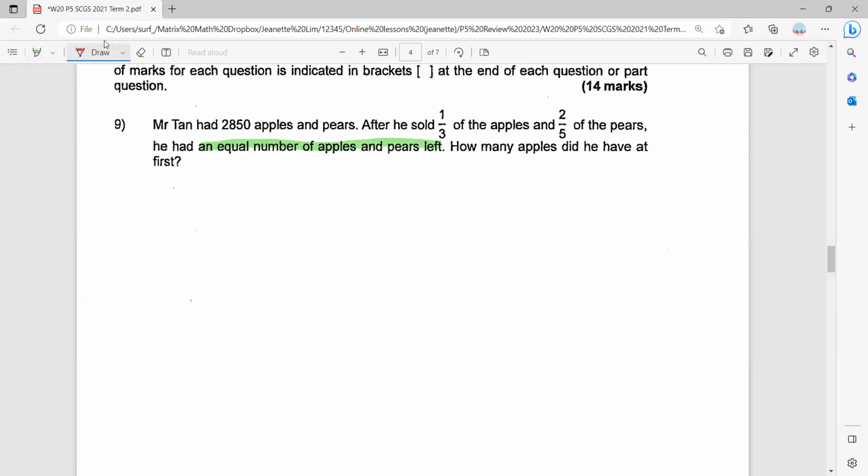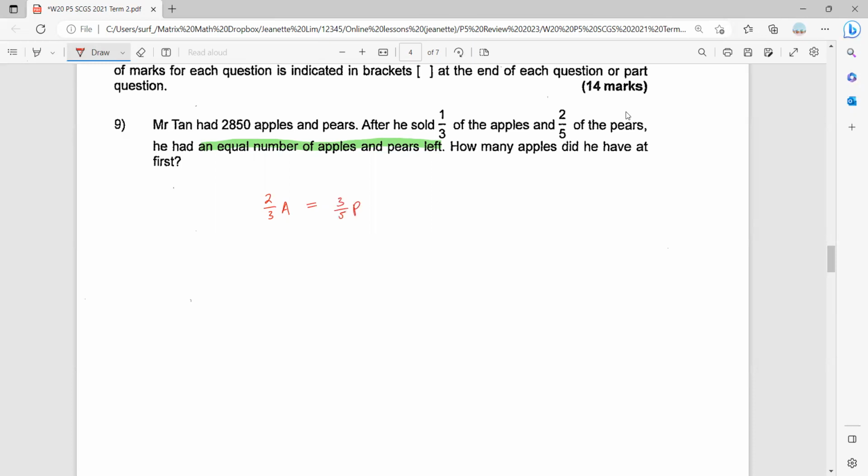Equal number of apples and pears left. Okay, I'm going to use equivalent proportion. So in equivalent proportion, you have a fraction of something equals to a fraction of something, right? So whatever that is left is equal. So I need to find the fraction of the apples left, the fraction of the pears left. He sold 1/3, which means that what's left is 2/3 of the apples. He sold 2/5 of the pears, which means that 3/5 of the pears are left.